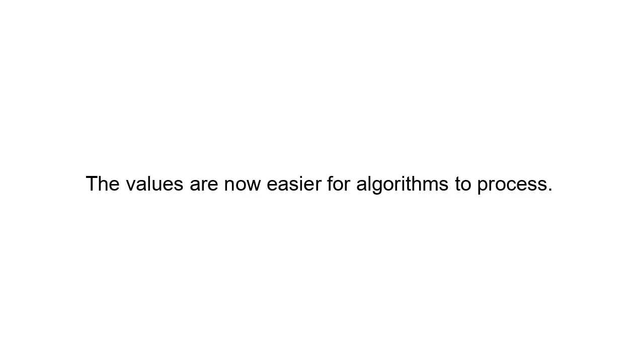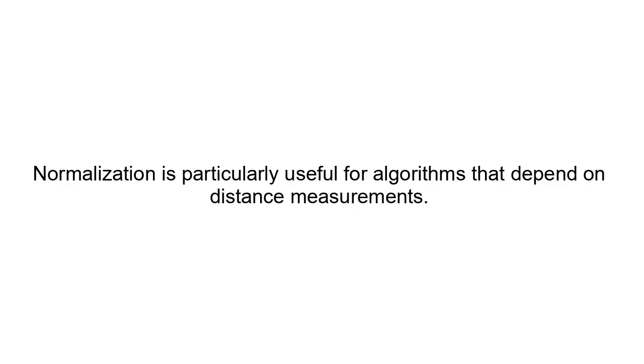Example of normalization. Example dataset: income 20,000, 50,000, 200,000. After normalization, income normalized: 0.0, 0.17, 1.0. Example concept: raw dataset means normalized dataset. The values are now easier for algorithms to process.